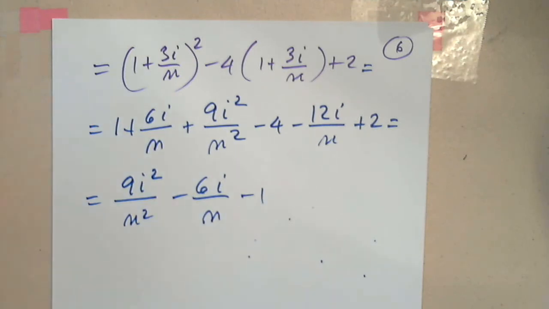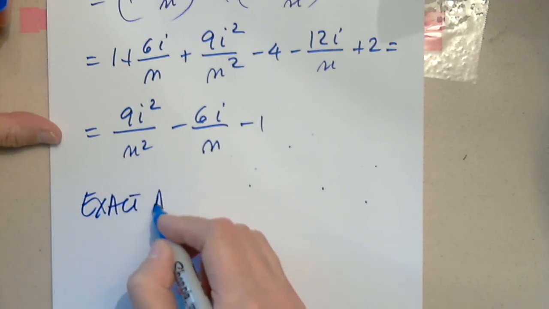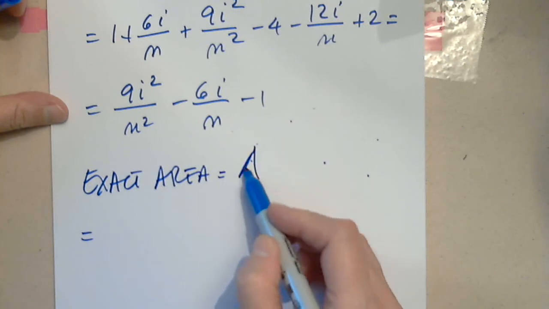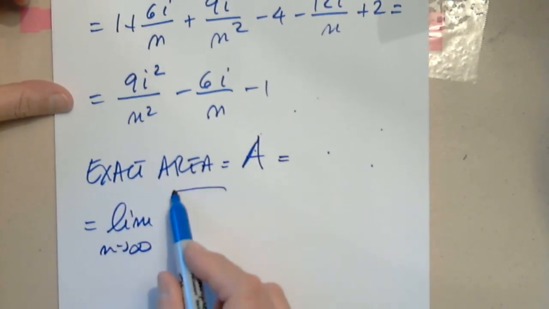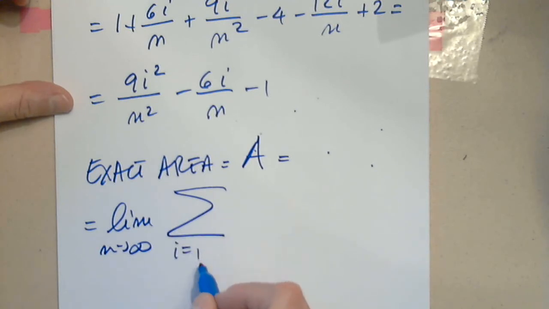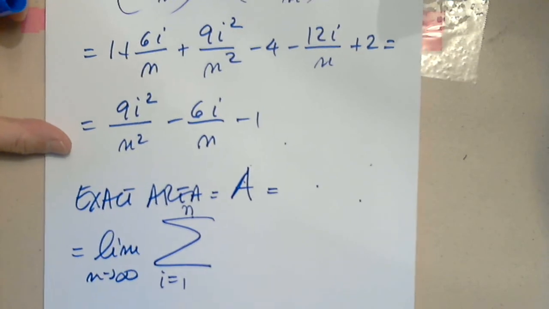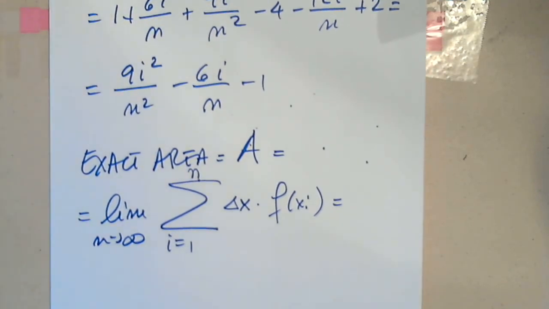Okay, so now I'm ready to write the exact area as the limit as n approaches infinity of the sum from i equals 1 till the last subinterval, and n goes to infinity, of delta x times f of xi. This is the formula, this is the definition, this is the exact area.